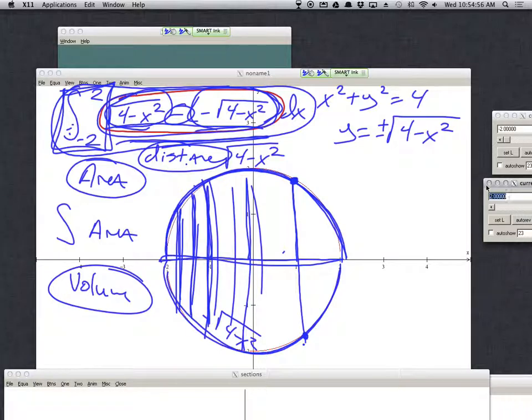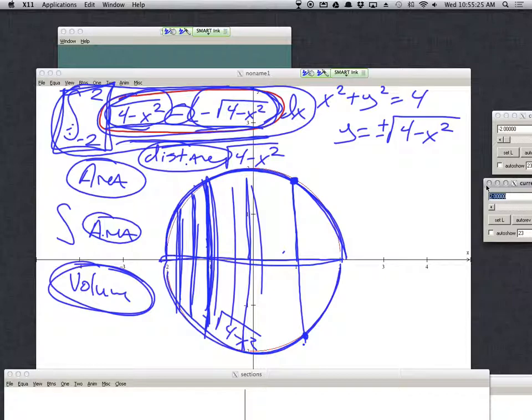So I'm not going to integrate it twice. I need to integrate area. So I'm going to take these distances, but now instead of a distance, it is a square. So what do I need to know about my square? I need to know what's the area of each one of those squares. And if I know the area of each one of those squares and then I add it up, that gives me the volume.